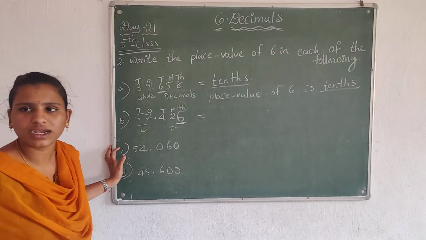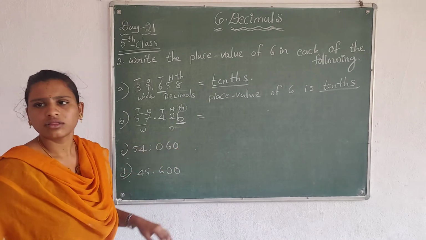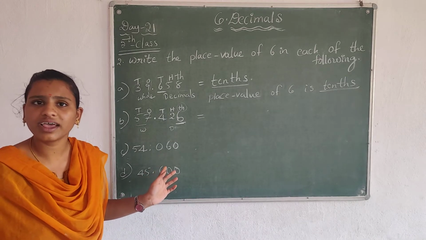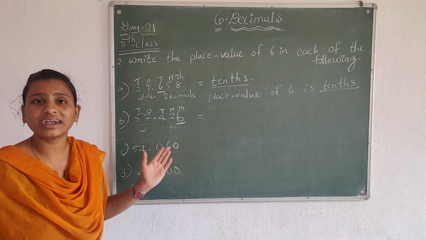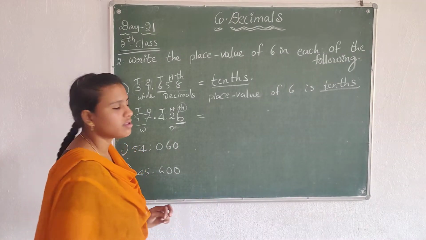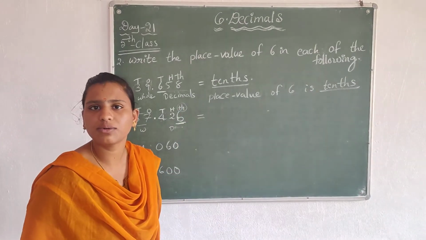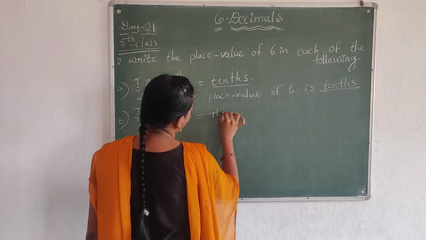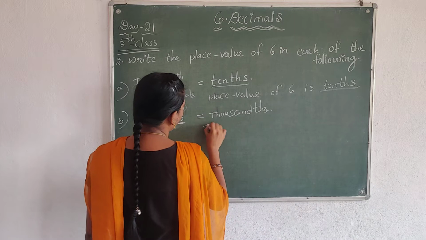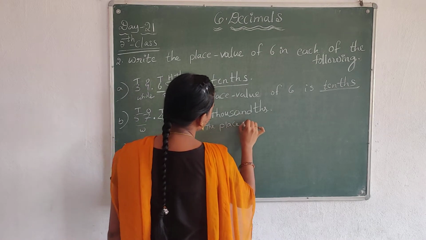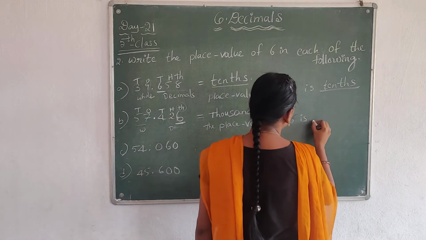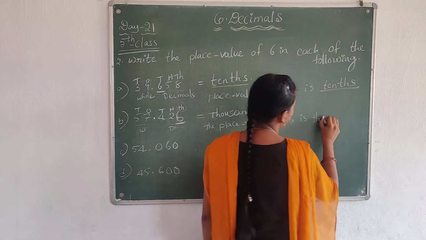This is before the point, and these are after the point, right? The numbers after the point are decimal values. So how to read those values? Tens, hundreds, thousands. That's why 6 is in the place of thousands. So write down thousands. The place value of 6 is thousands.